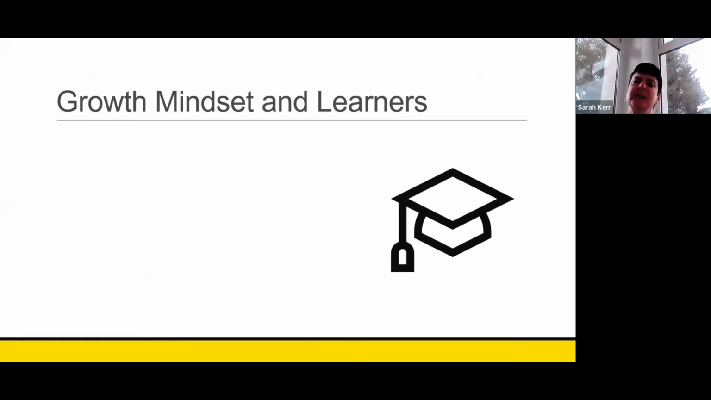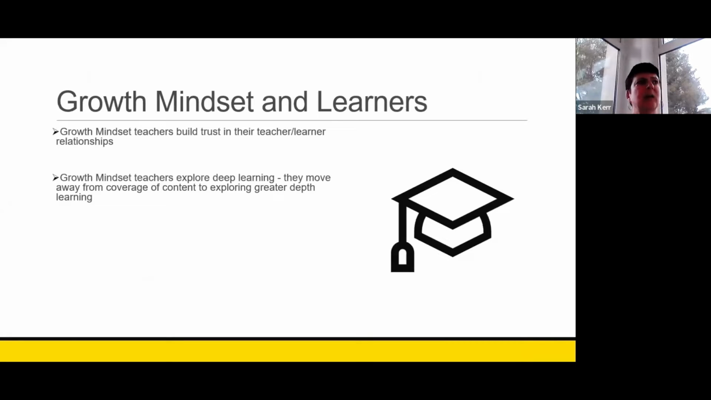As I was saying, growth mindset, it's not just about our growth mindset. It's also about our learners, and we need to model this growth mindset in order for our learners to progress. So we can build trust in our relationships with our learners. It will help the learning happen in a more successful, perhaps a more positive and fun way to make it more memorable for our learners.